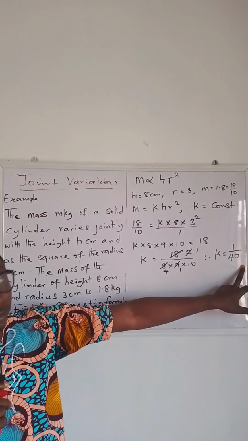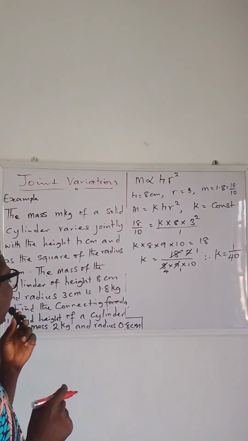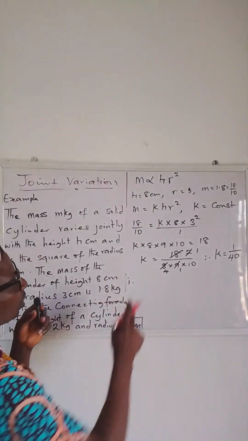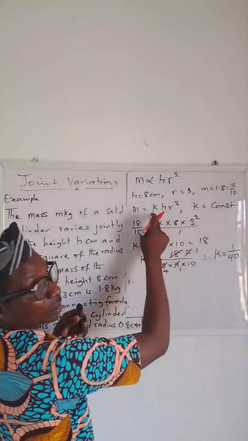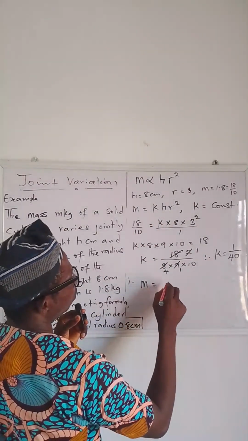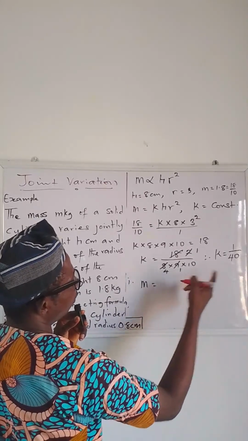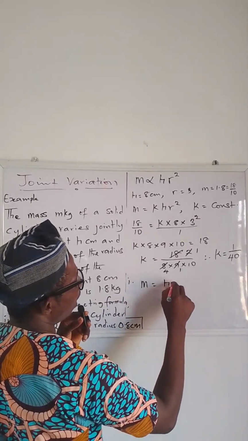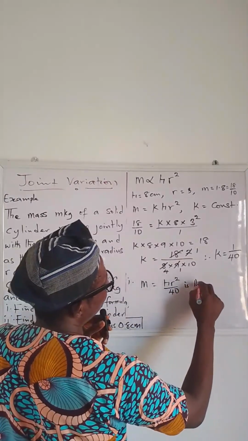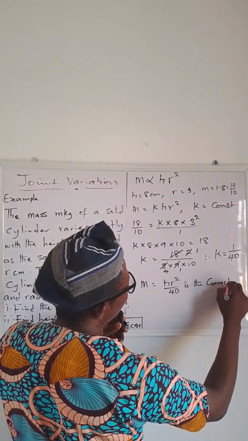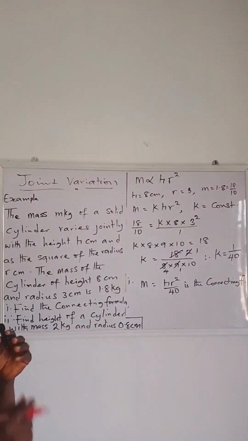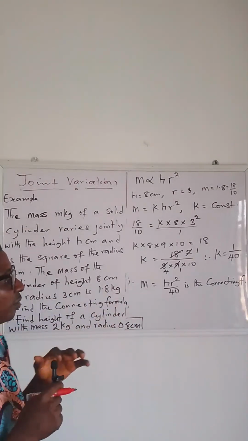Okay, can we move on now? Yes. Now we get the connecting formula. That's the first task. What is the connecting formula? So just come here and plug in the value of k. So we have m equals 1 over 40, which is the same thing as h r squared over 40. This is the connecting formula. So that's the first task.